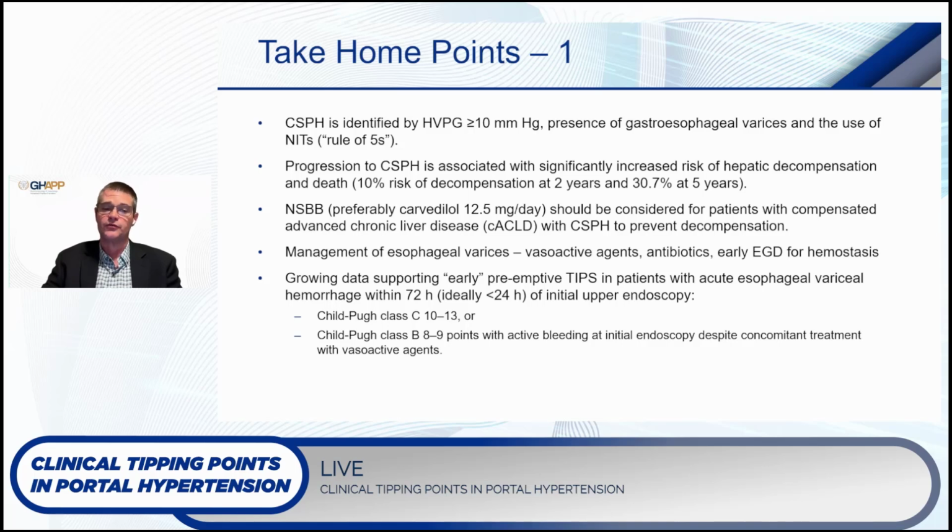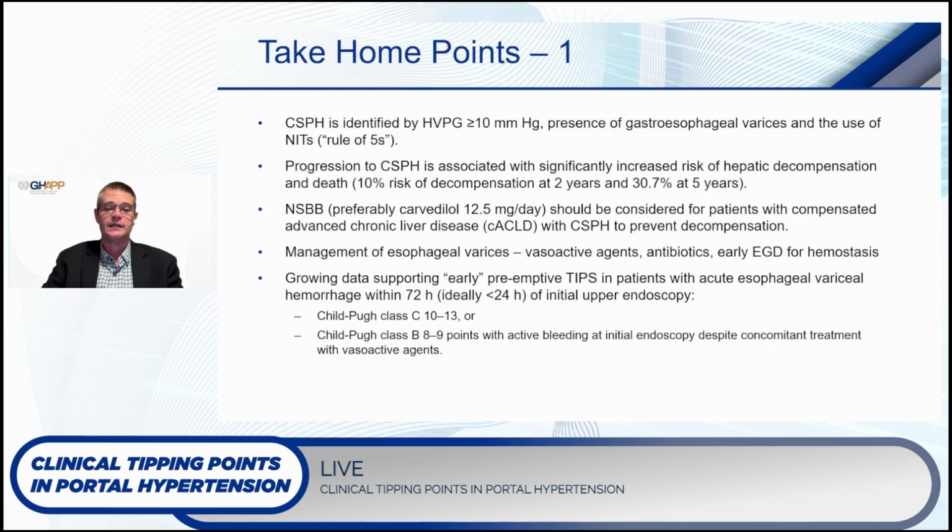Non-selective beta blockers, preferably carvedilol, with a dose of 12.5 milligrams per day, but in divided doses, as you heard, should be considered for patients with compensated advanced chronic liver disease with CSPH to prevent decompensation. Management of esophageal varices includes vasoactive agents, antibiotics, and early EGD for hemostasis.